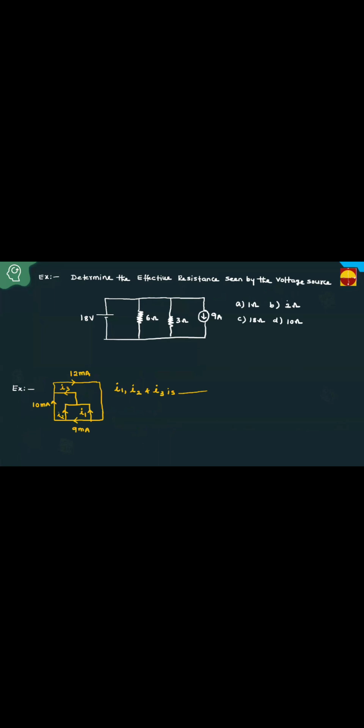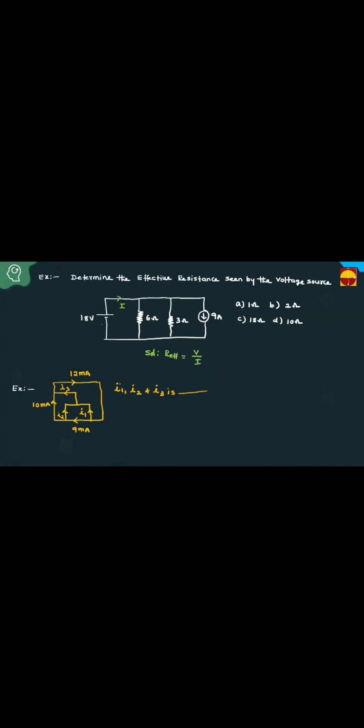Yes. Can anybody answer? Determine the effective resistance seen by the voltage source. Previously you calculated effective resistance in cases where there is no independent source, no active element. But here the active element is present. If an active element is present, how to calculate the effective resistance? R effective equals V by I, where I is this current. The voltage is already there, and you can calculate the current.